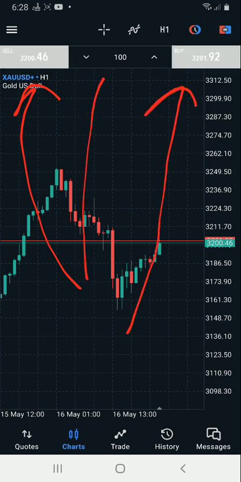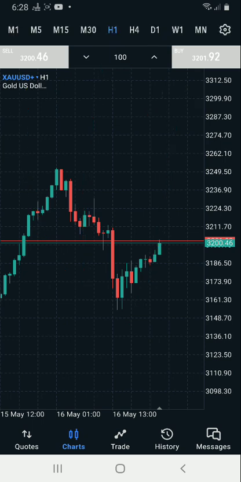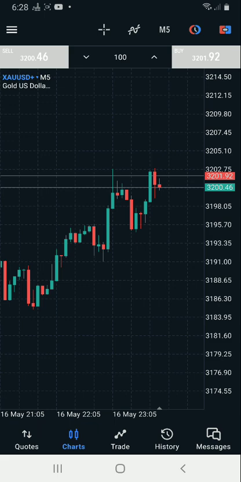After you have arranged the lot size you want to use to take that trade, you are on the 1 minute. If you want to go to the 5 minutes, click on this one, H1, meaning 1 hour. Click on 5 minutes to see a particular trade.